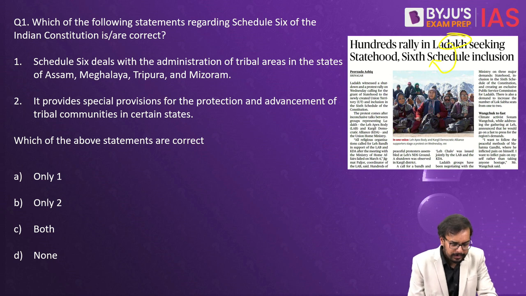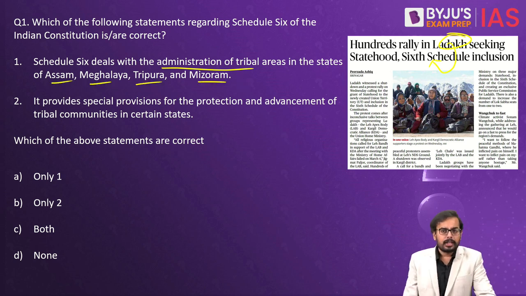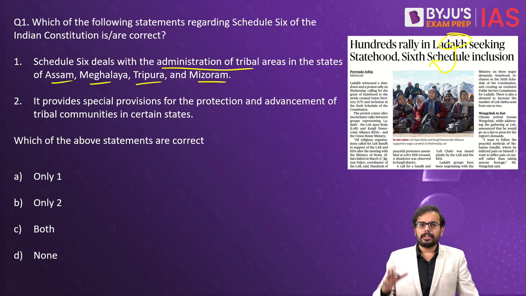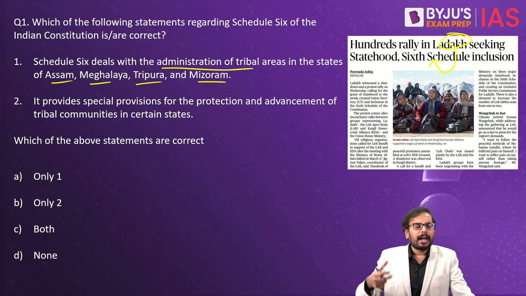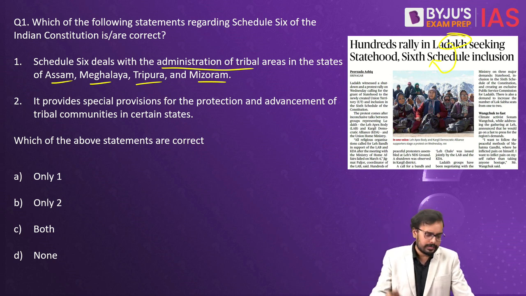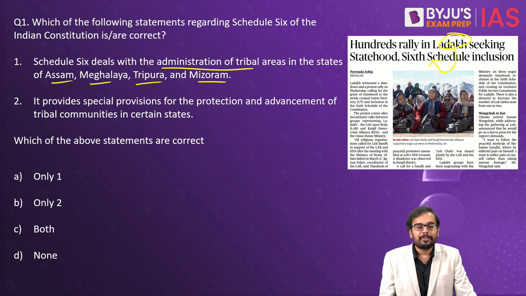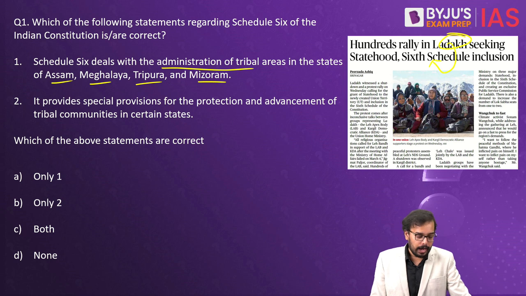Statement 1: Schedule 6 deals with the administration of the tribal areas in the states of Assam, Meghalaya, Tripura, Mizoram. Is Schedule 6 only confined to the 4 states? What do you think? The simple meaning of Schedule 6 is that it provides some extra provisions or an extra safety net to the tribal communities. Is it only confined to these 4 states, that is Assam, Meghalaya, Tripura, Mizoram? Yes, Schedule 6 is confined only to these 4 states as of now.